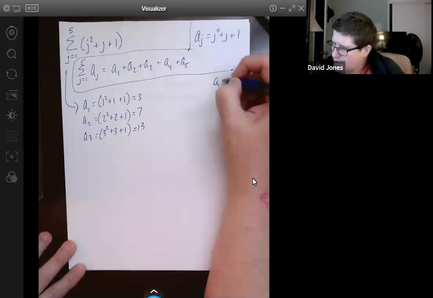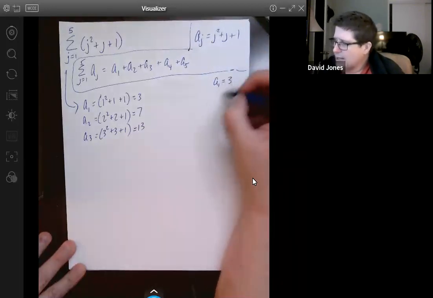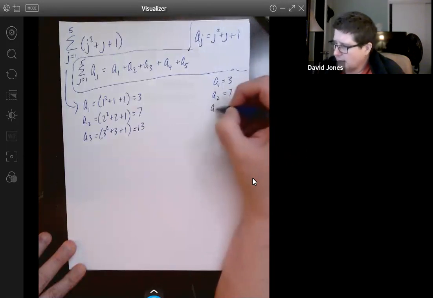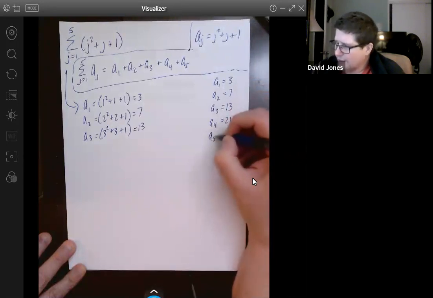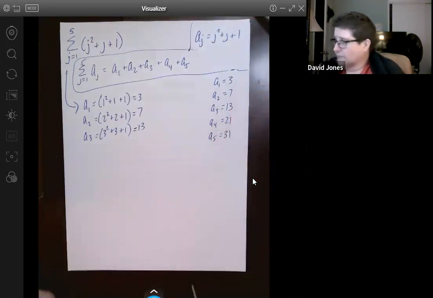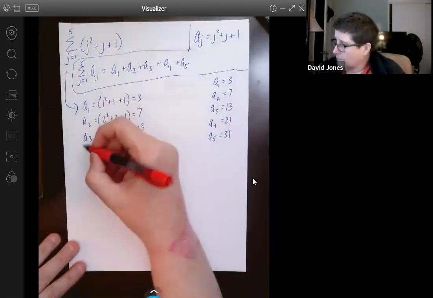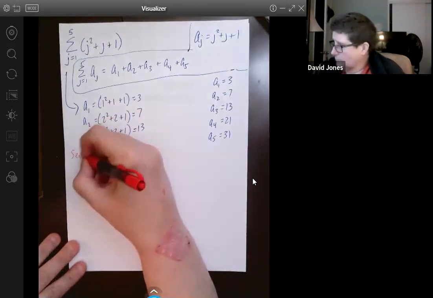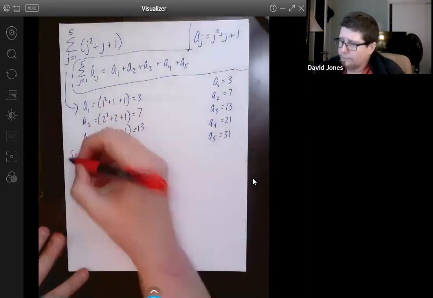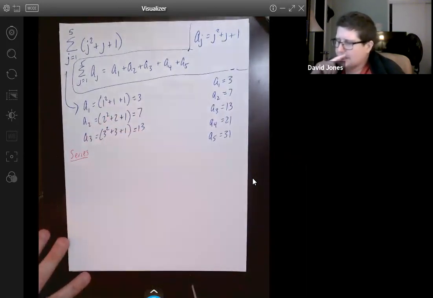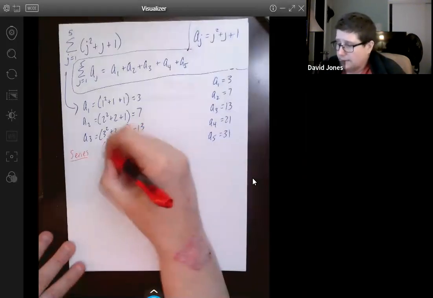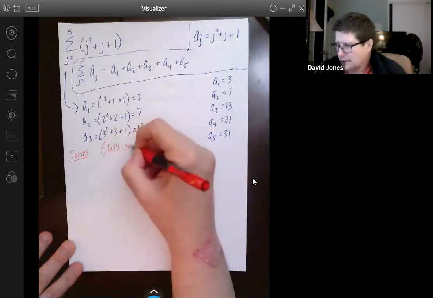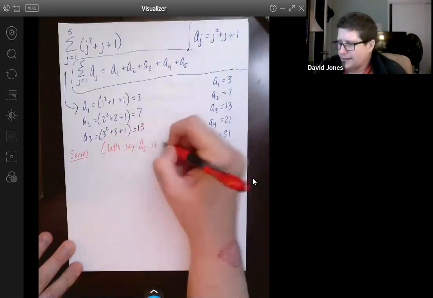And so if you do this out for the first 5 terms, we've got 3, 7, 13. The next one should be 21, and a sub 5 is 31. That's my sequence. So the series, and I didn't say whether the sequence was limited. Let's say a sub j is an infinite sequence.